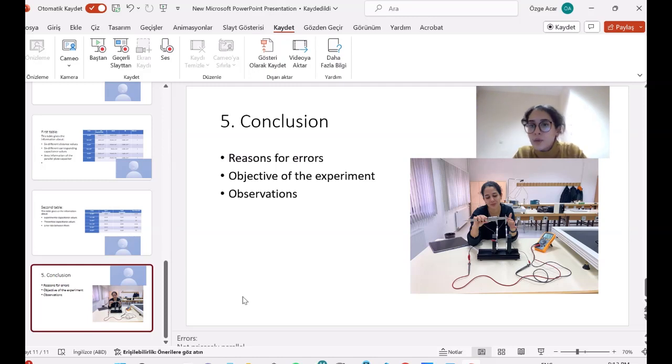So, my observations are this. When we increase the distance between parallel plates of our parallel plate capacitor, the conductance of this parallel plate capacitor decreases. So that's all. That was my experiment.